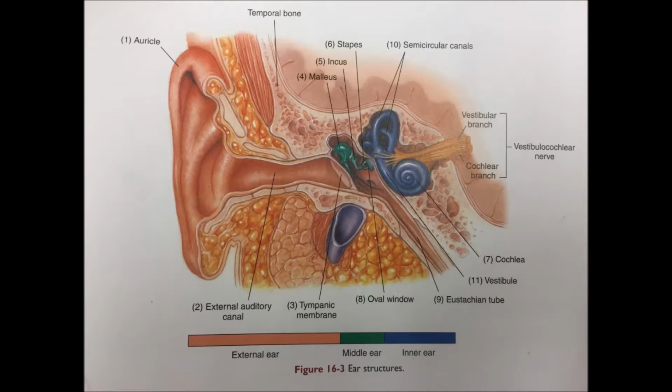The eustachian tube is what connects the middle ear to the pharynx and helps equalize pressure on the outer and inner surfaces of the eardrum. So if pressure builds up on either side of the membrane, it will trigger you to swallow, and that will help correct it.